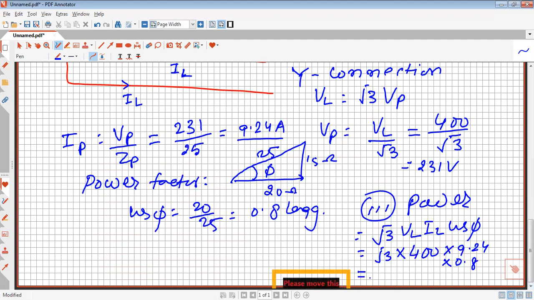After multiplying this, we will get the same result as we calculated for delta. So our power in this connection will be equal to the power there. After solving this relation, we get power equal to 5.12 kilowatt. Three phase power is equal to √3 VL IL cos phi, that is, √3 times line voltage and line current multiplied by cos theta. So this is all about the delta and star.